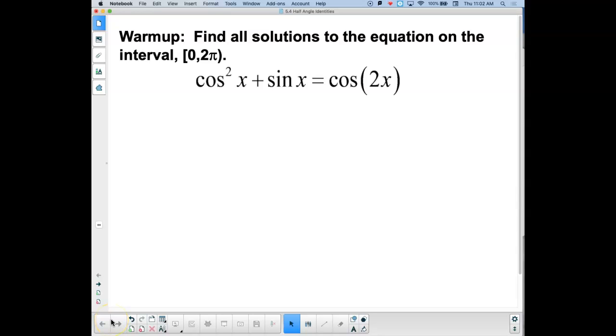So all of your notes for today are in the pink packet that you got yesterday.